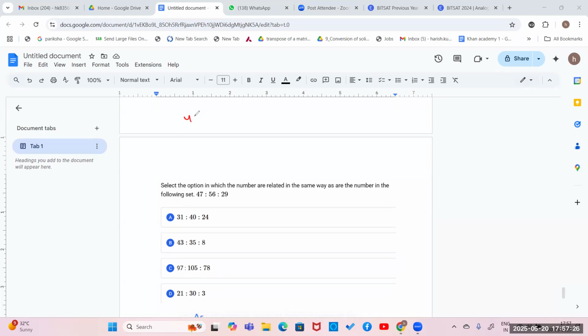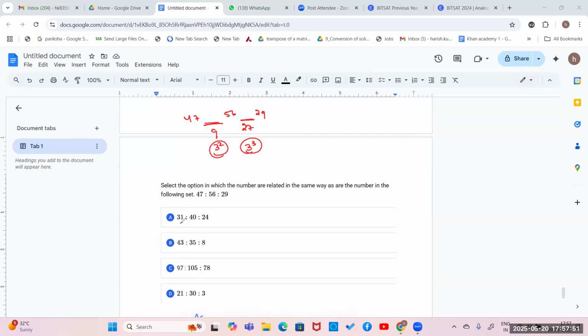Okay, so you have 47, you have 56, you have 29, right? The difference between the first two is 9, and the difference between the next two is 27. Now the idea should click, right? What is 9? 9 is 3 square. What is 27? 27 is 3 cube. Done. The problem is done. So you have to look for the differences with 3 square and 3 cube.